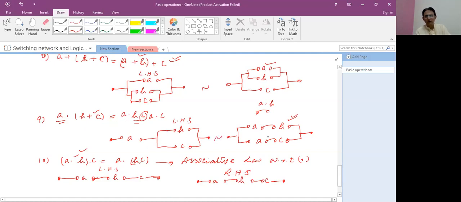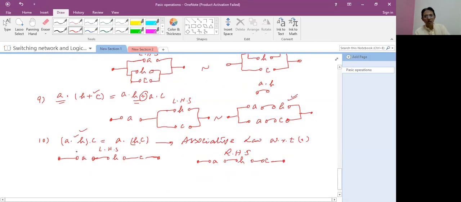A dot B means A dot B. This symbol represents multiplication, so we apply it in a switching circuit. A dot C means A connected with C. It is a specific symbol we will use in this way. So this is called series.